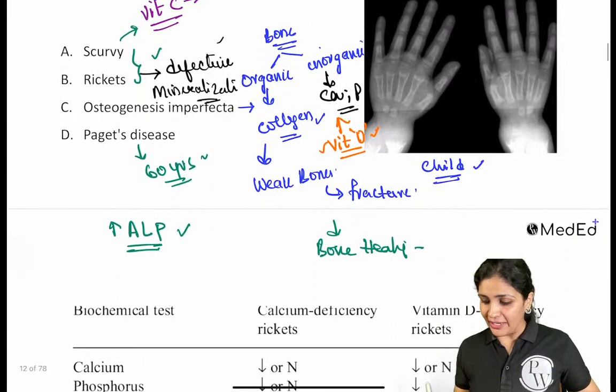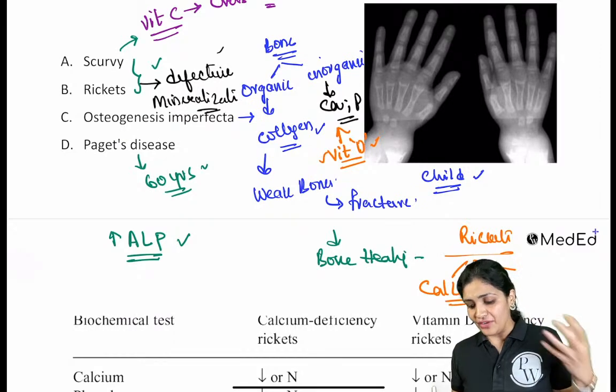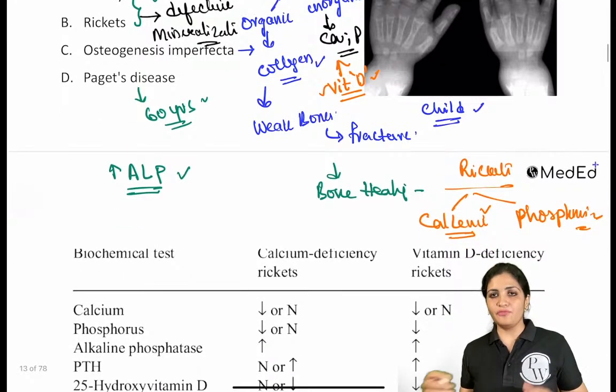And not to forget, rickets is again of two types: calcipenic rickets, where calcium is deficient, or phosphopenic rickets, where phosphorus is deficient.